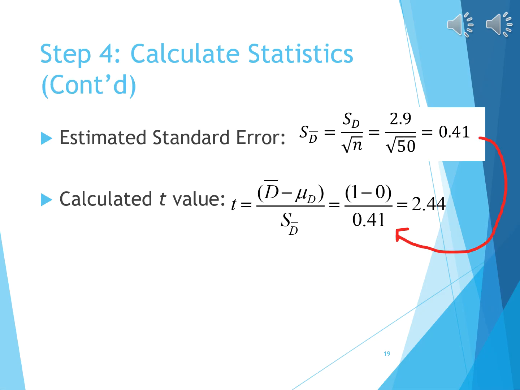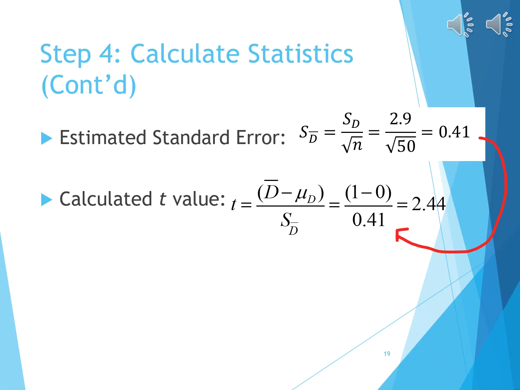So first things first, we are going to calculate the estimated standard error, which is similarly done to the last chapter with a one sample t-test. Now this is a dependent samples or paired samples t-test. We're going to use the estimated standard error of difference scores. That's going to be the standard deviation of difference scores, SD, divided by the square root of our sample size. Let's say that we find out from our data that the standard deviation of difference scores is 2.9. We know that we have 50 people in the sample, so 2.9 divided by the square root of 50 is 0.41.